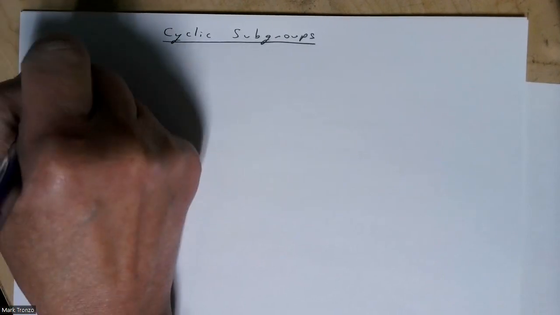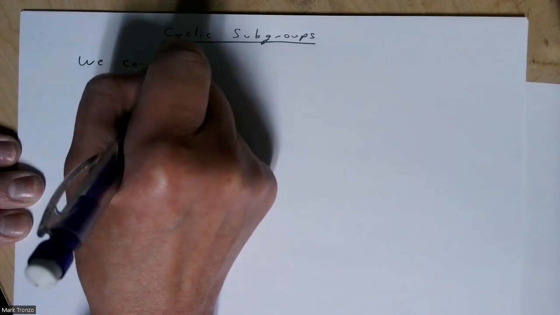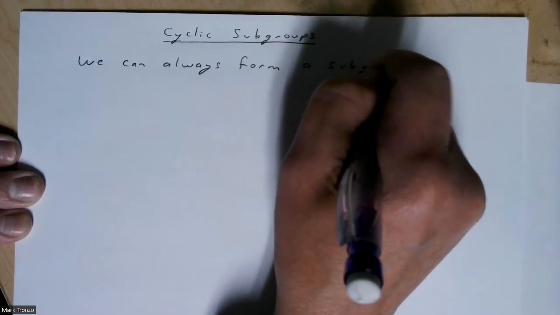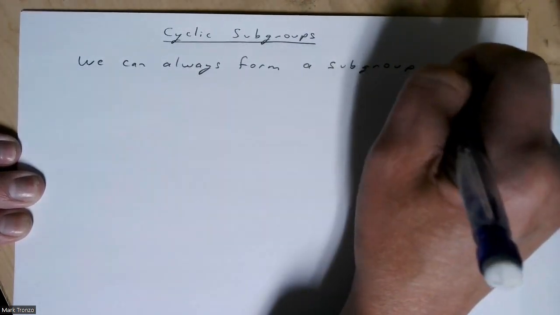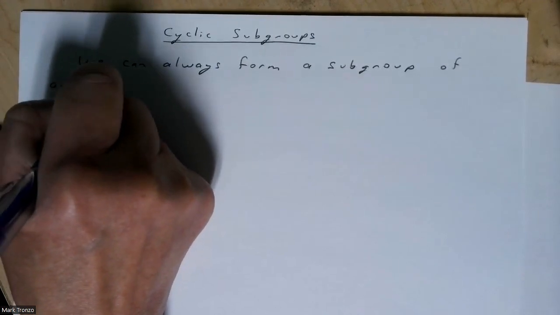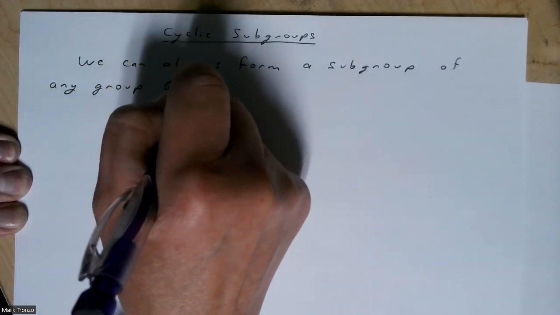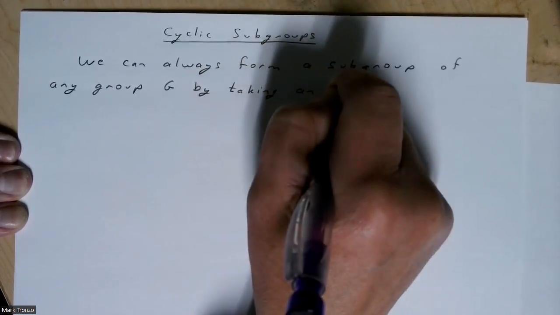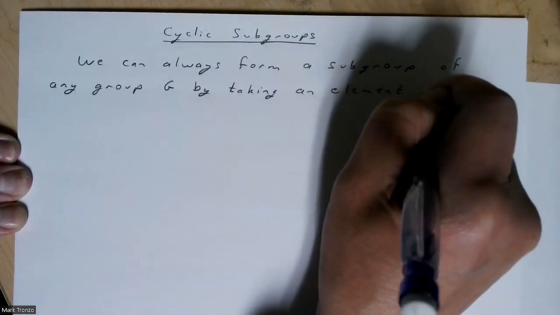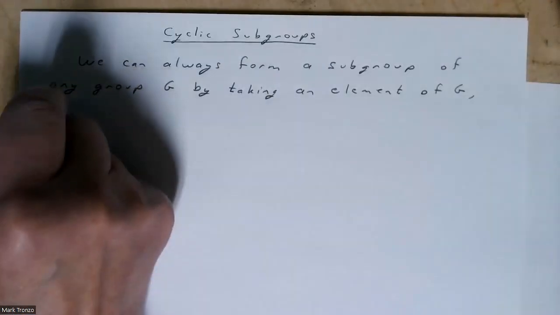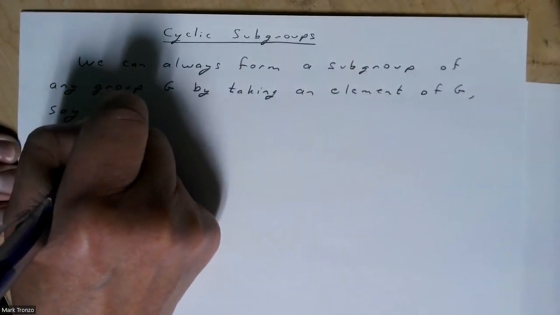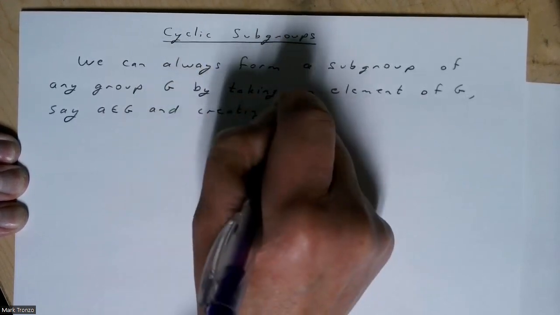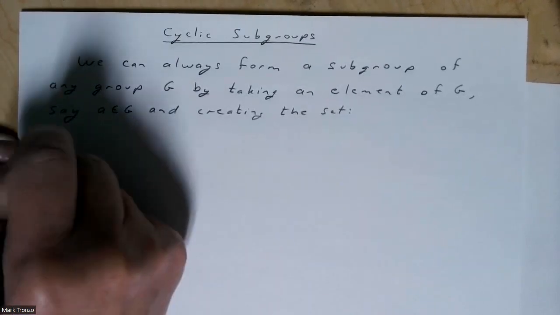So, for example, and let me write that down. We can always form a subgroup of any group G by taking an element of G, say a in G, and creating the set.